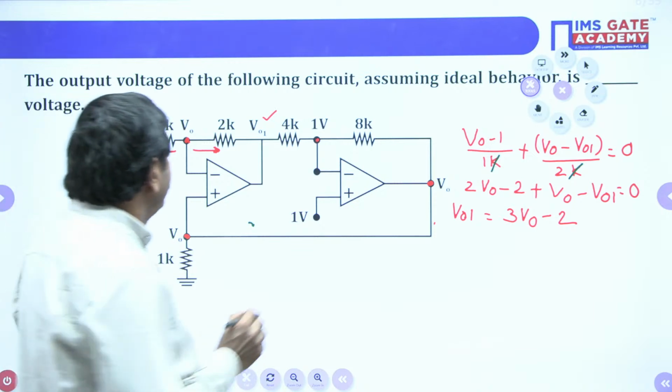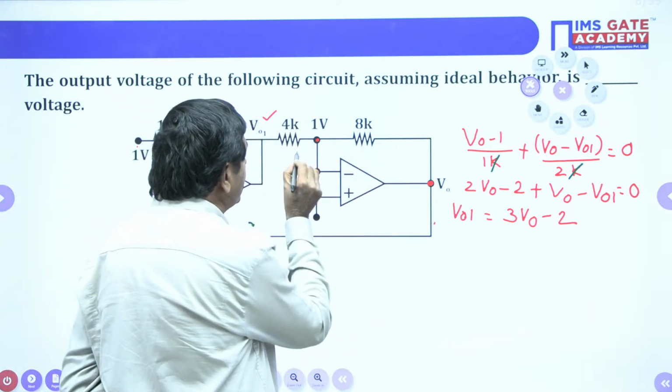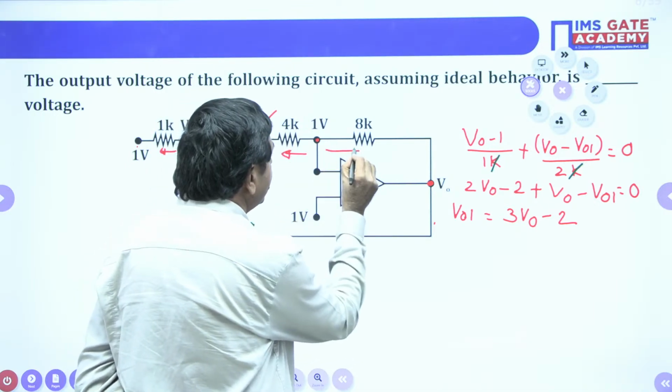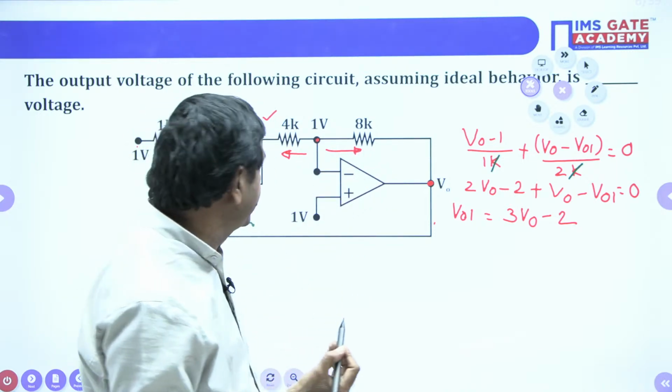Next one. By using what now? This node, I want to find the V0. Again, I want to apply the nodal analysis. This current plus this current equal to 0. Away from the node, directly we can take. It is not a problem. It is not a mistake.